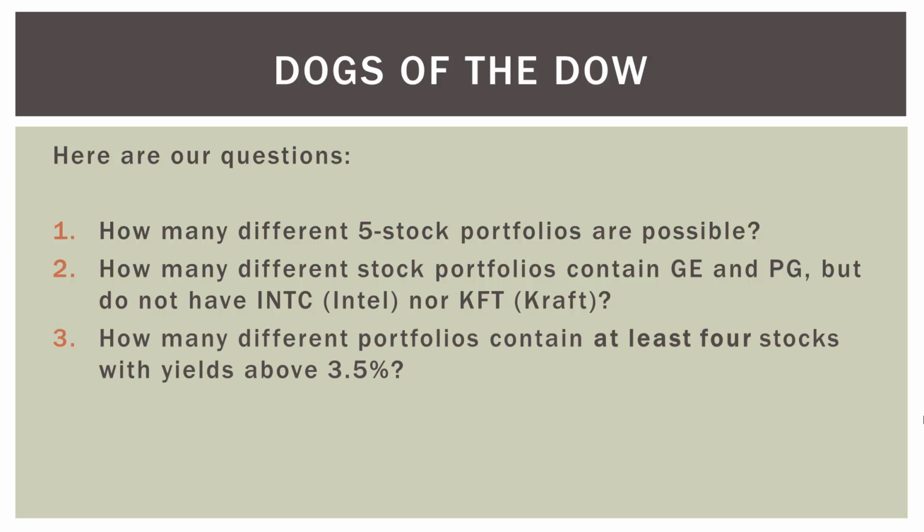And finally, how many different portfolios contain at least 4 stocks with yields above 3.5%? So we're going to have some portfolios that have 4 stocks that meet that criteria, and portfolios that have all 5 stocks that meet that criteria, at least 4 stocks.